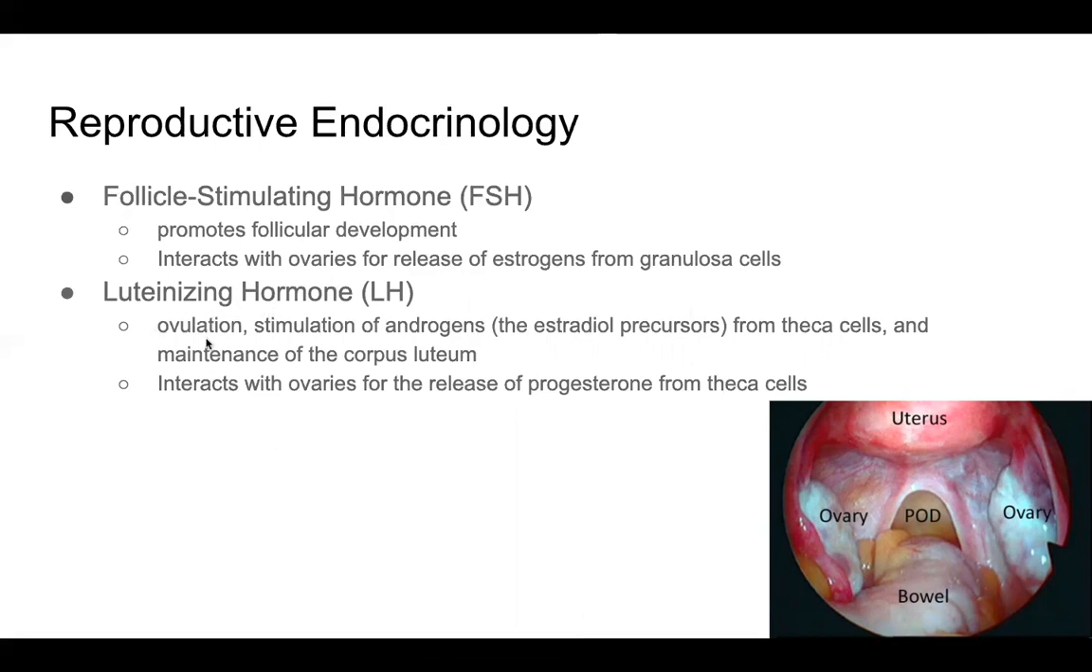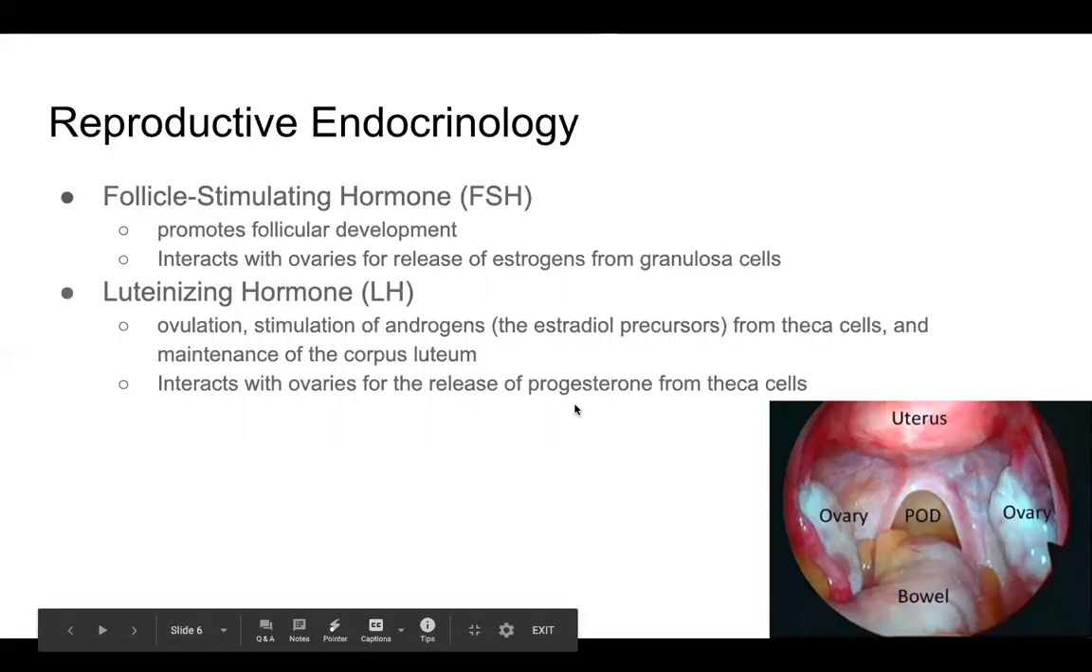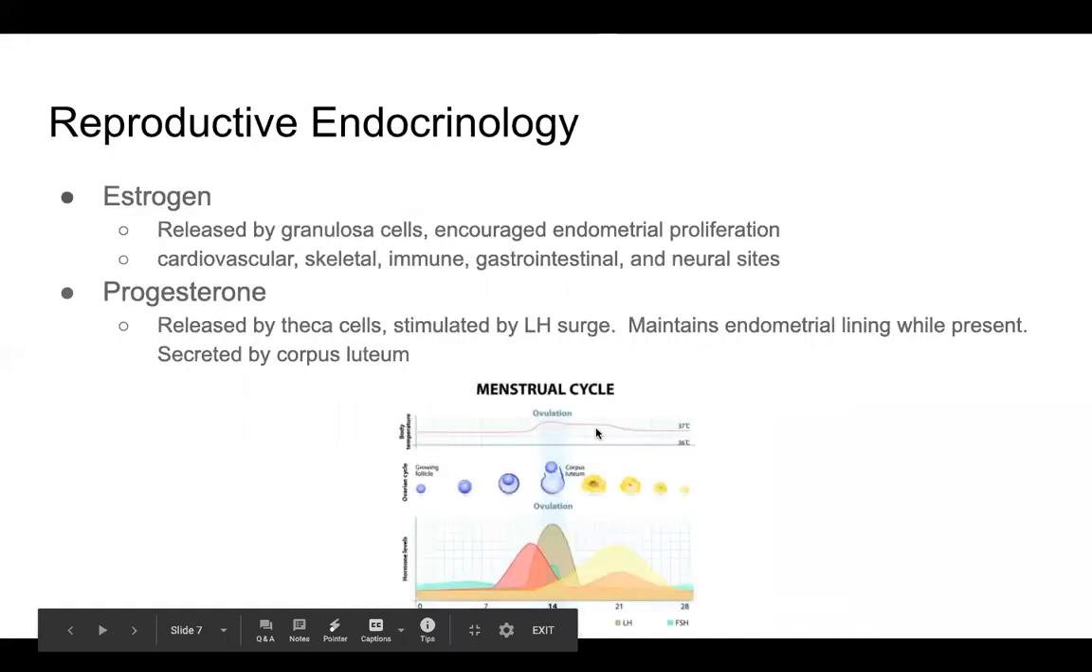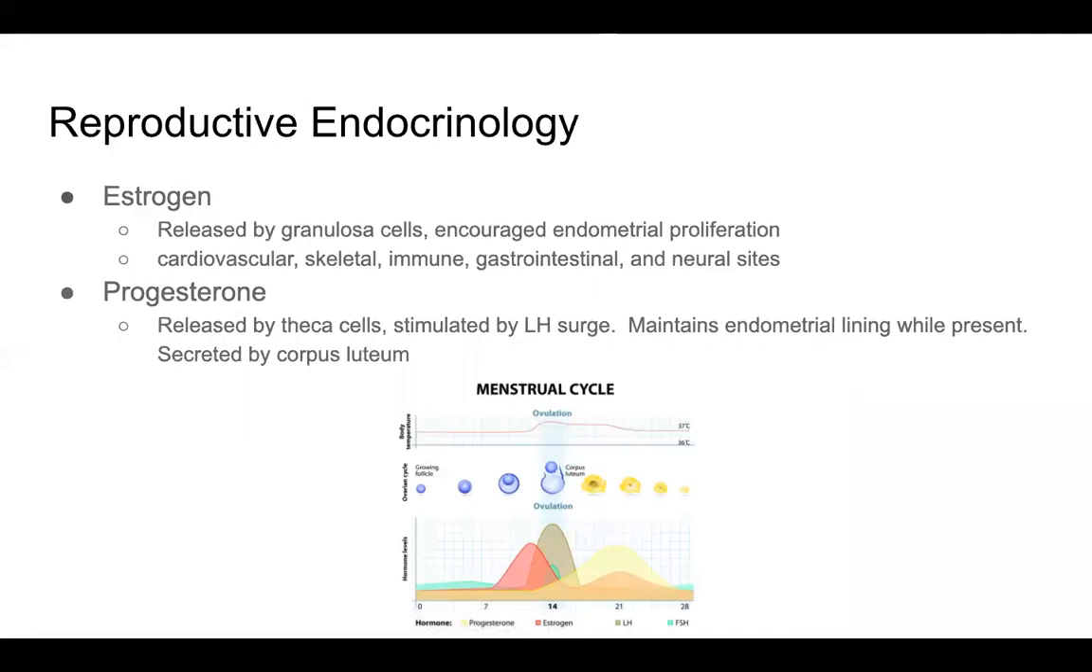And then you have your LH, which helps with ovulation, stimulation of androgens from the theca cells, and maintenance of the corpus luteum after ovulation. And then again, like I said, it releases this progesterone. That's about all I'm going to talk about with those. So next we're going to talk about estrogen and progesterone.